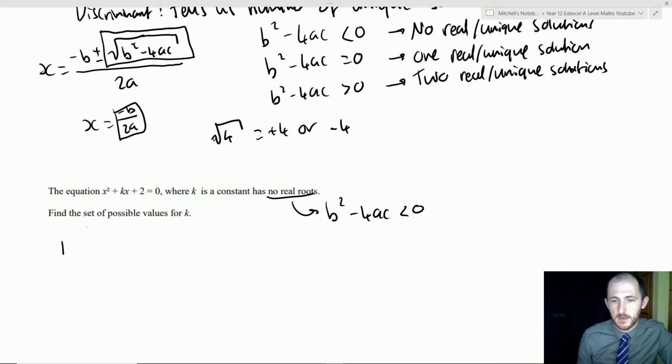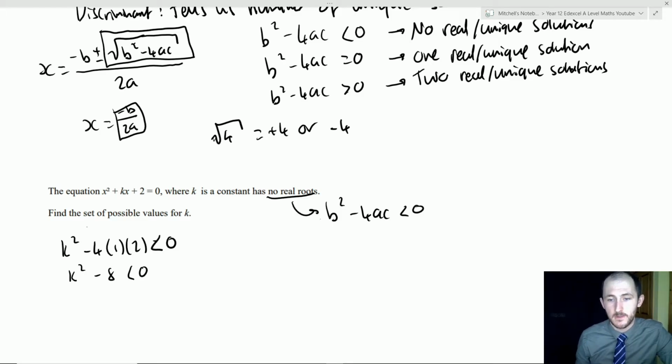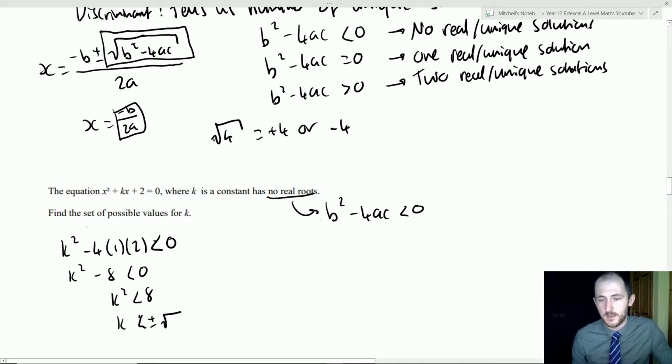So let's sub that in. We have k squared for b, minus 4, a is 1, c is 2, is less than 0. So k squared minus 4 times 1 is 4, times 2 is 8, is less than 0. So k squared is less than 8. So k is less than plus minus 8. Oh, that was a terrible mistake. Please forgive me. Plus minus the square root of 8.